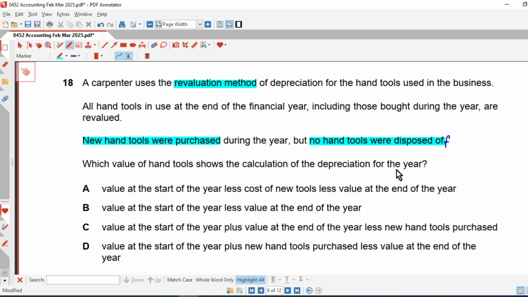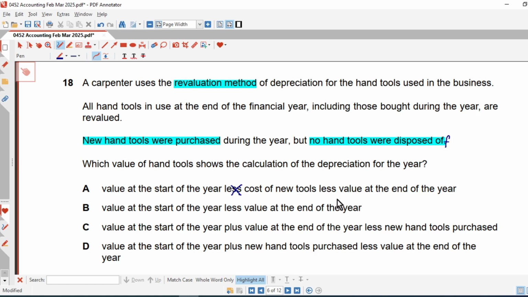So how do you calculate depreciation using the revaluation method? I will take the value at the start of the year. We need to add in the value of the new tools purchased. So we don't deduct. We're not going to less the cost of new tools purchased. That's not the right way to do it. Less the value at the start of the year.